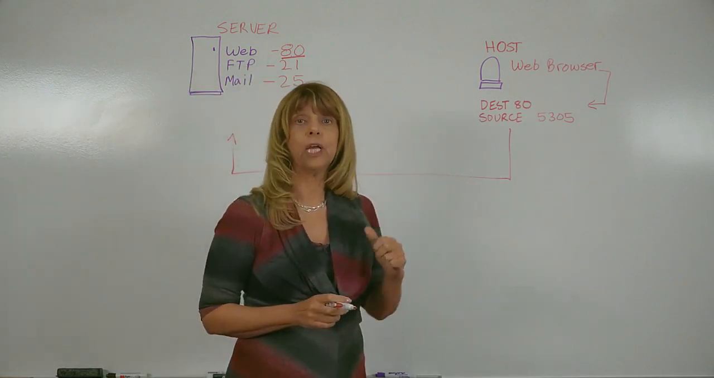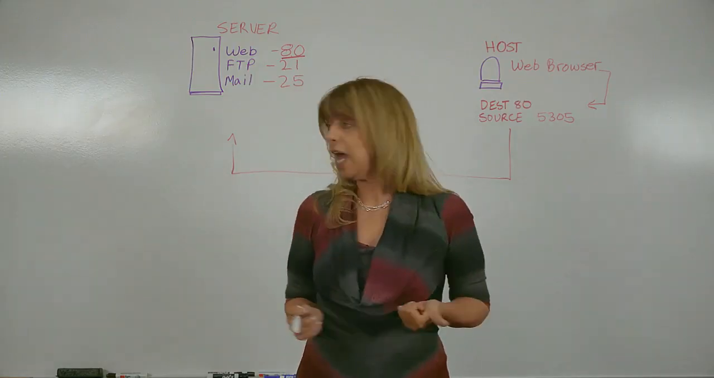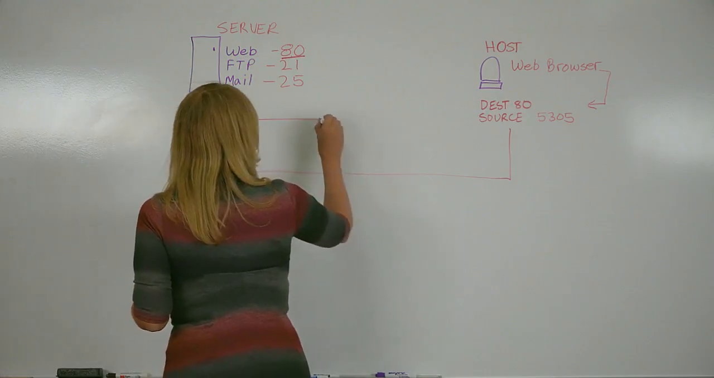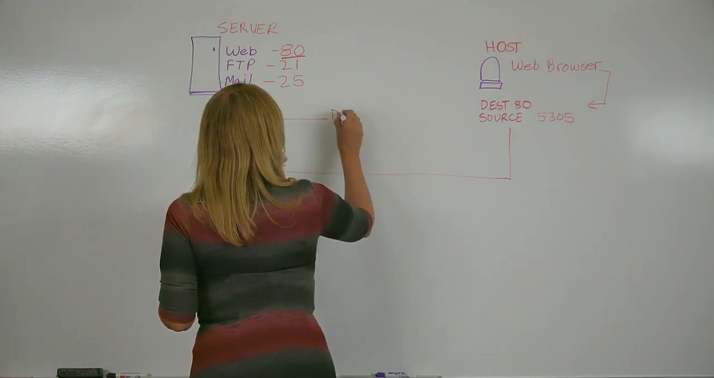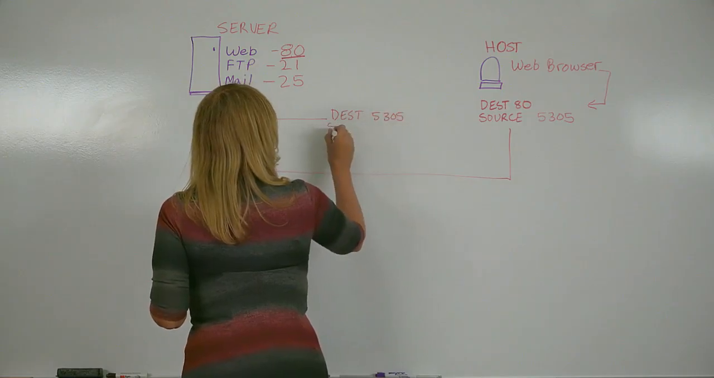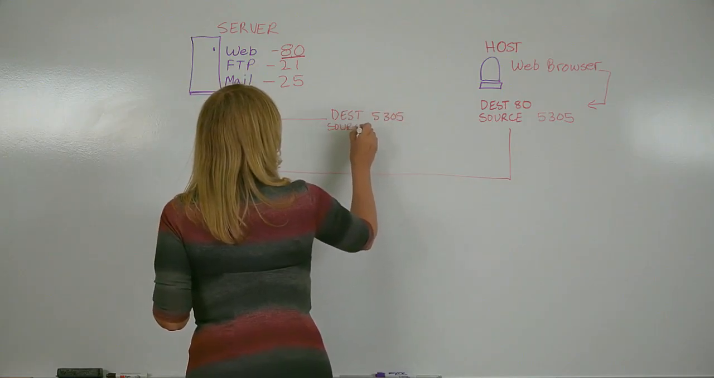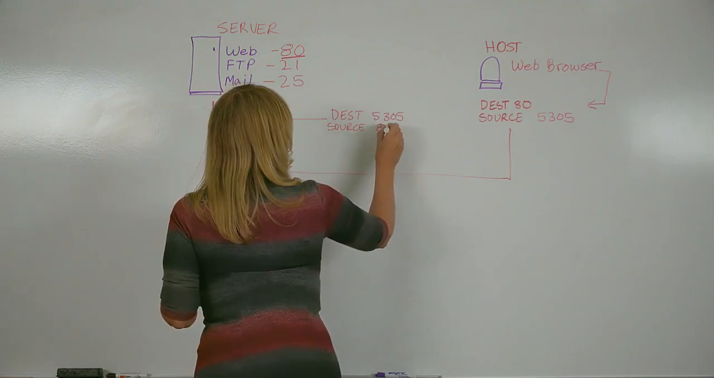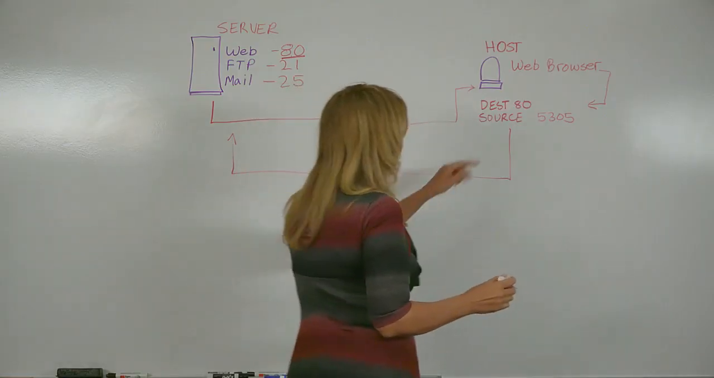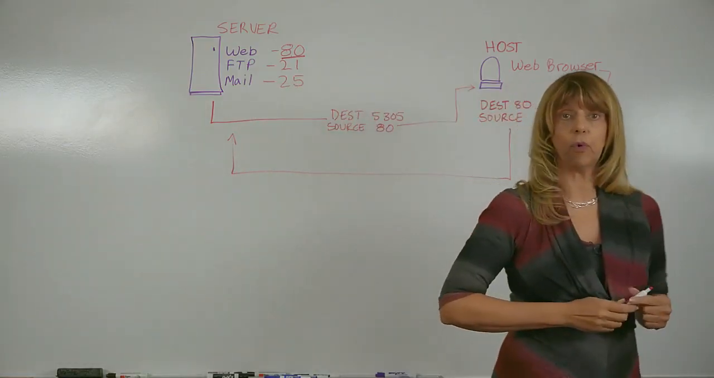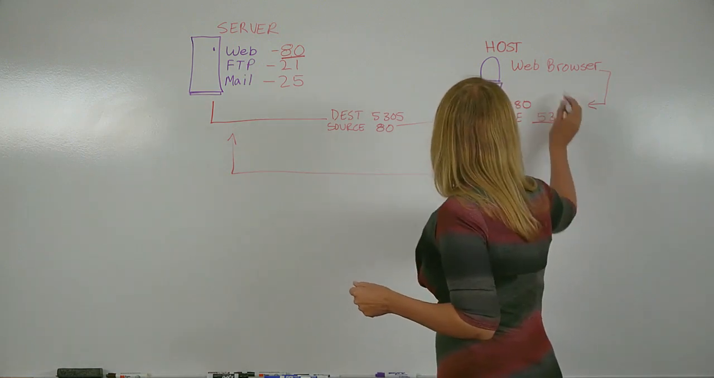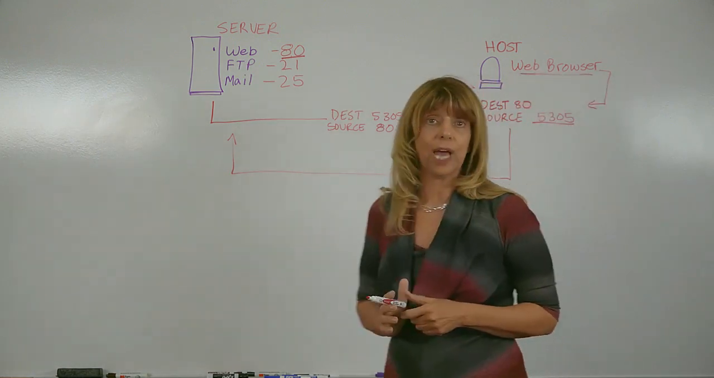When the web server formulates its response, it will respond back with the destination port 5305 and the source port of 80. So when it comes back to the host, it will know that this is the request that was sent out from the web browser, because the port 5305 was assigned to the web browser request.